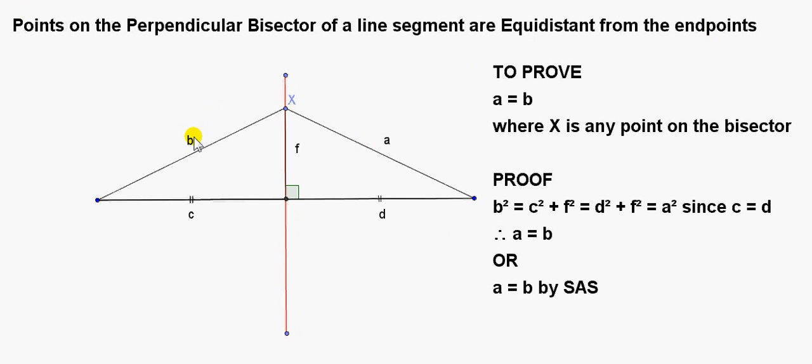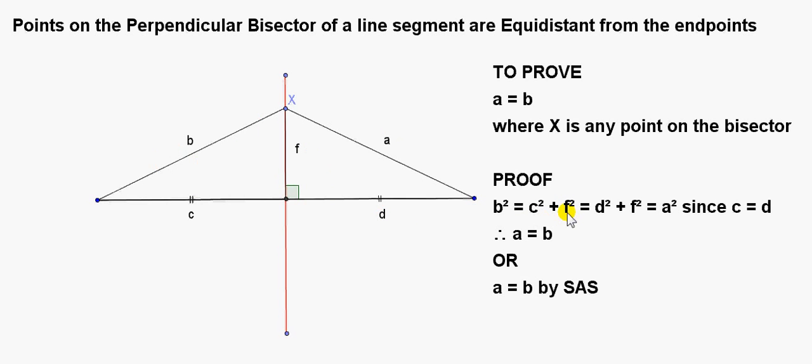So to prove that a equals b, we note that we have two right angled triangles formed here, because this is the perpendicular bisector, of course. So we can apply Pythagoras to both of these right angled triangles. We can say that the square of the hypotenuse of this right angled triangle, b squared, equals the sum of the squares of the other two sides, i.e. c squared plus f squared. When we look at this right angled triangle here, the square of the hypotenuse is a squared. That's equal to f squared plus d squared.